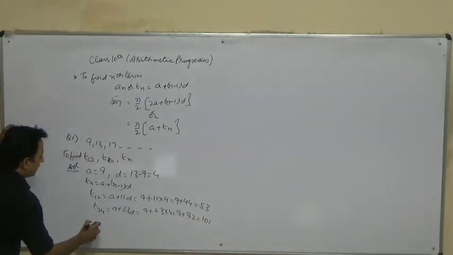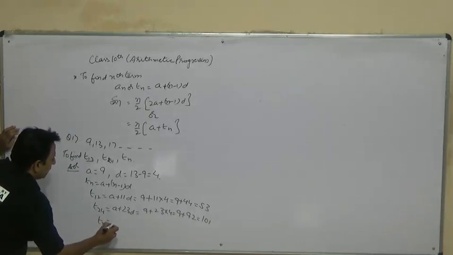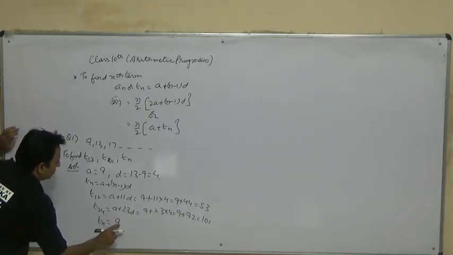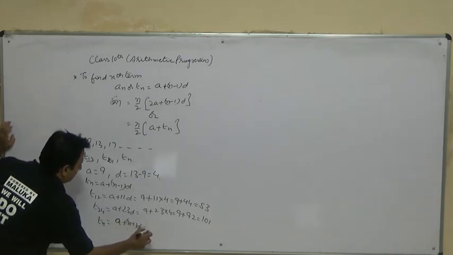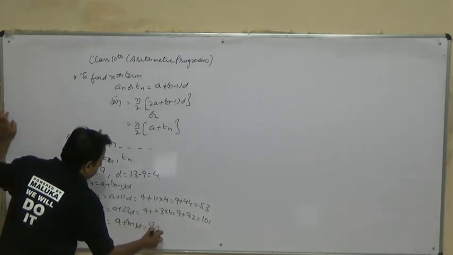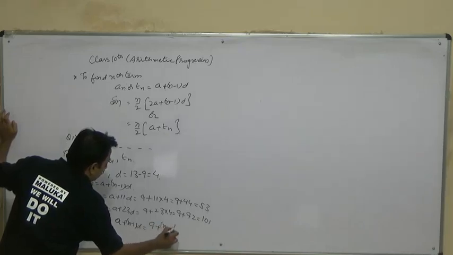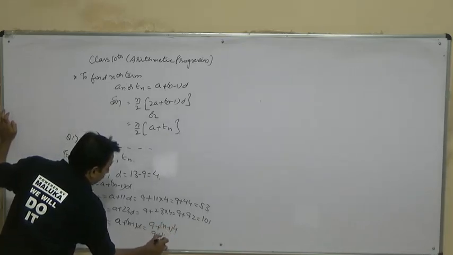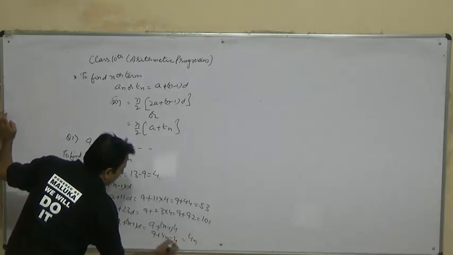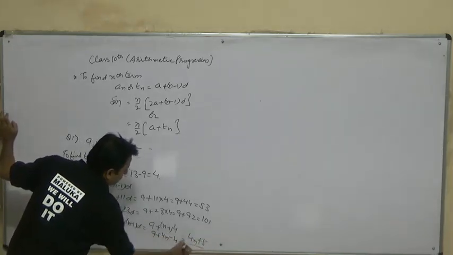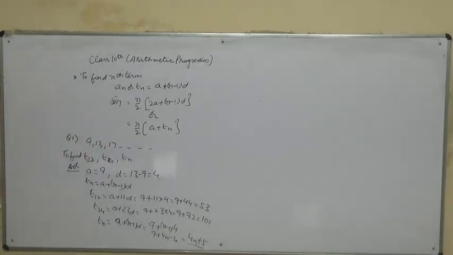Then Tn will be a plus n minus 1 into d. A is 9 plus n minus 1 into 4. So 9 plus 4n minus 4, which is 4n plus 5. So this is the required answer.